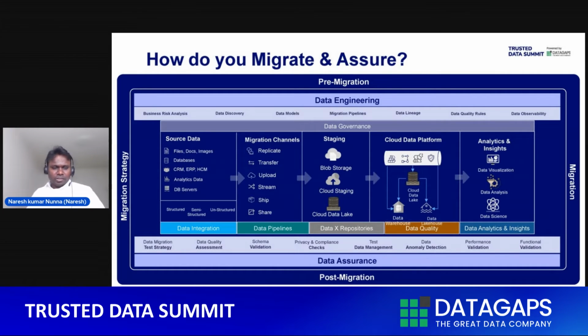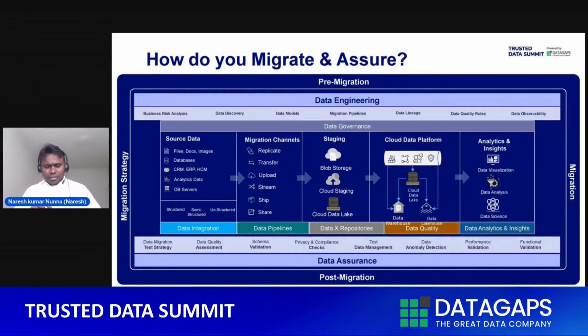Now that we know the objective and the scope, we talk about collecting some baseline. How good is my data on-prem, and what kind of issues do I have from a data quality perspective? What kind of risks does my business have if I don't do it right? Some of those things are to be analyzed and baked in as you plan for this.